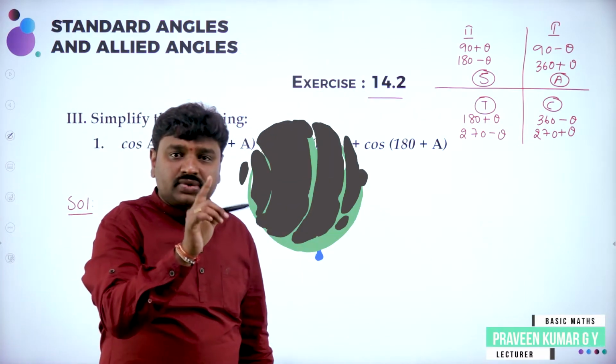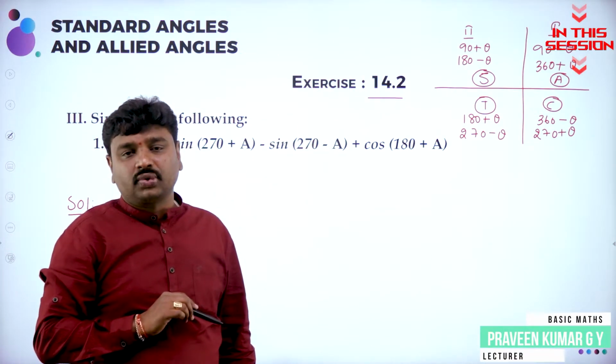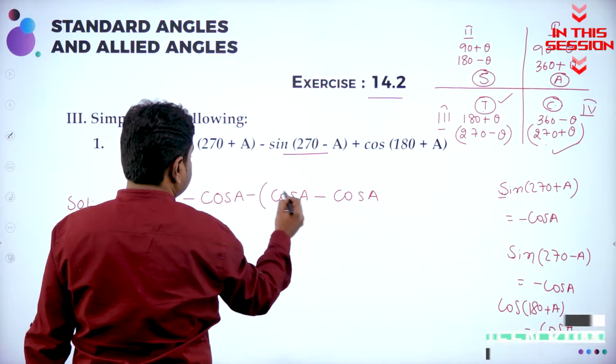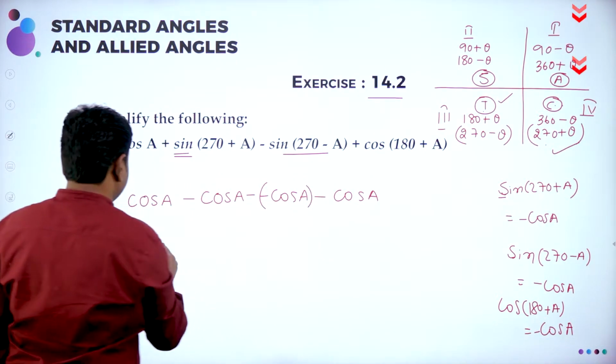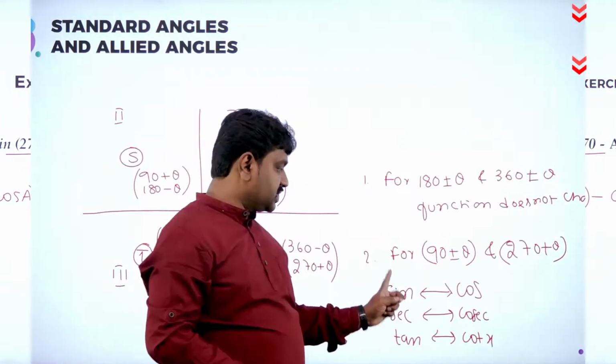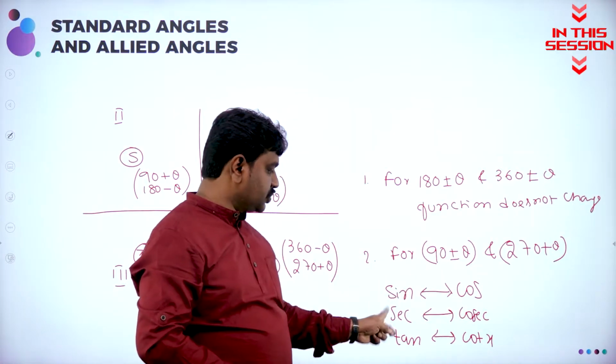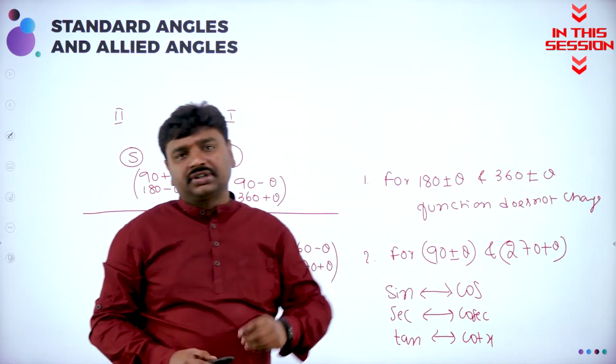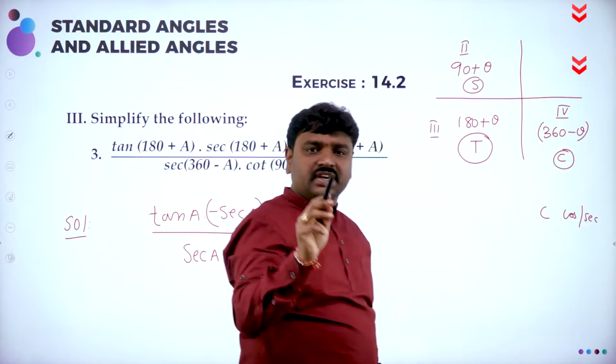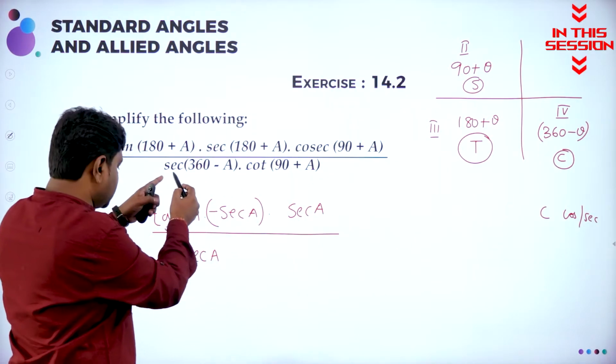For 90 and 270, function changes to co-ratio. Here one minus given and this is minus cos A. Simplify this, so it will become cos A. Secant changes to cosecant, cosecant changes to secant, tan changes to cot and cot changes to tan. Cos or secant, it will be positive, and your question is secant, so it will be positive.